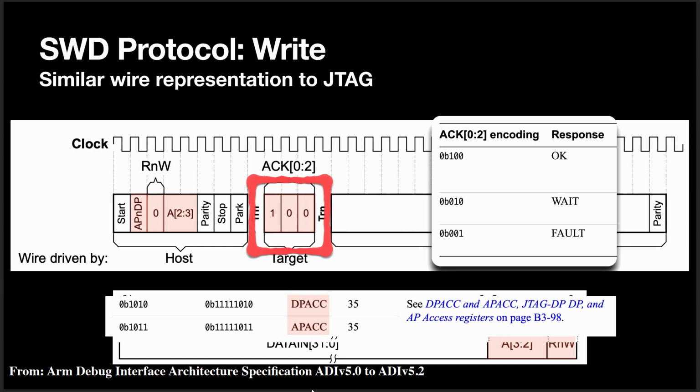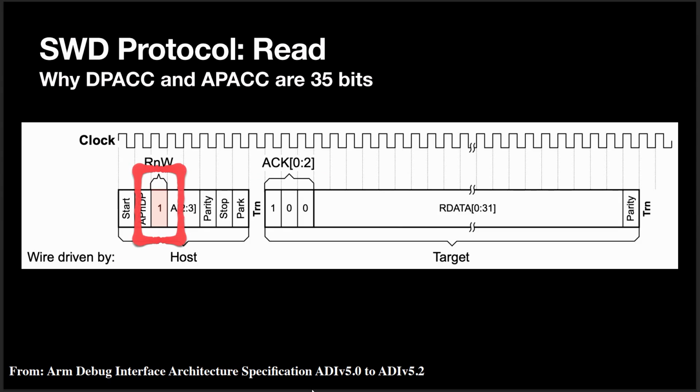The only difference is the framing that goes on beforehand, and the fact that it's on 2 wires rather than the 4 wires of JTAG. So because there's a lot less overhead, this can usually be faster. They also threw a parity bit in there just for good measure, so it's also more reliable than JTAG. And of course, reading is the exact same, except the read and write bit is now 1 instead of 0.